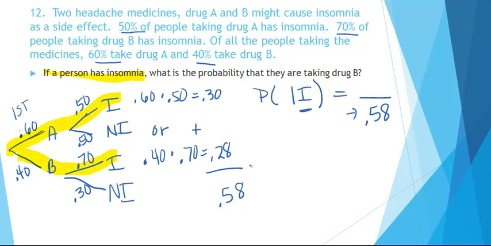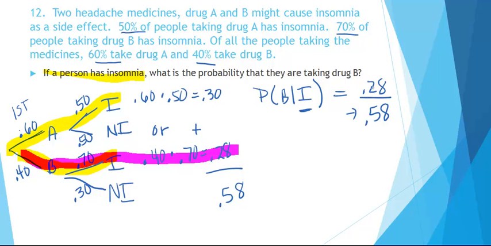And then here we are looking for the probability that they are taking drug B. Taking drug B is over here, so that would be 0.28 over 0.58, and that is 0.48 when we simplify it. So I hope that makes sense. And then we have one last problem.